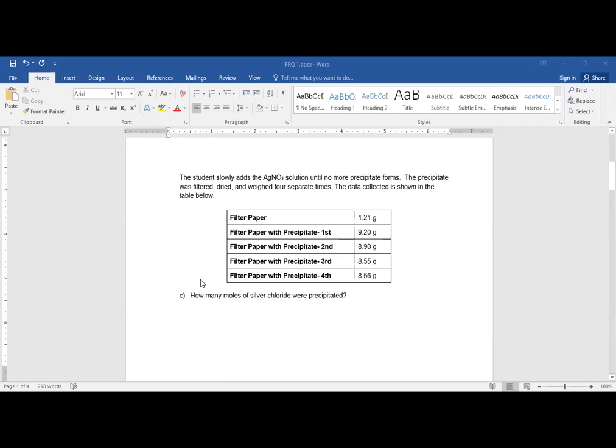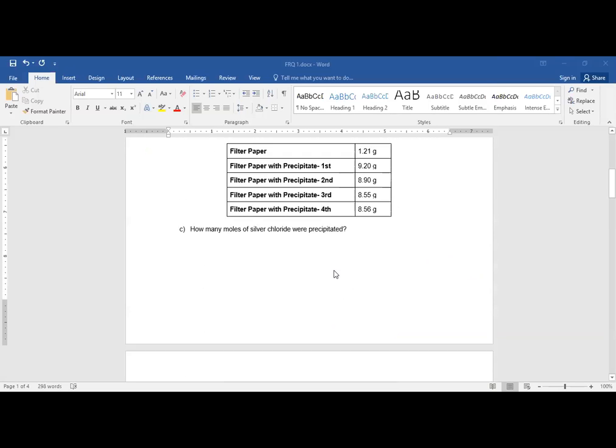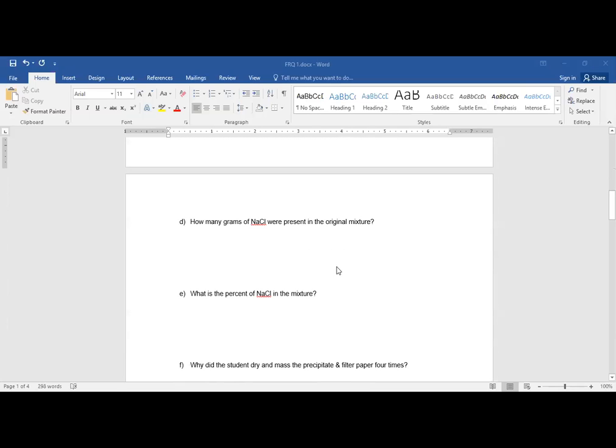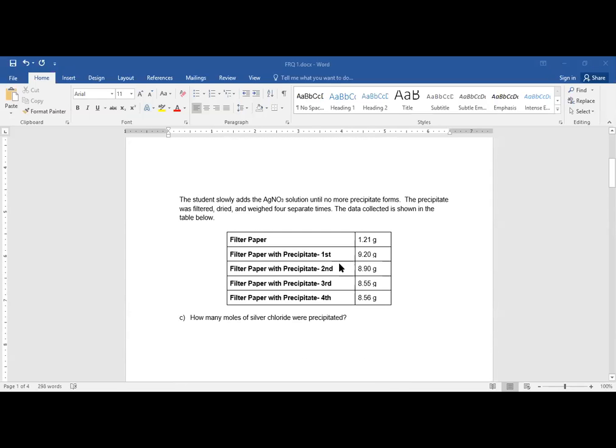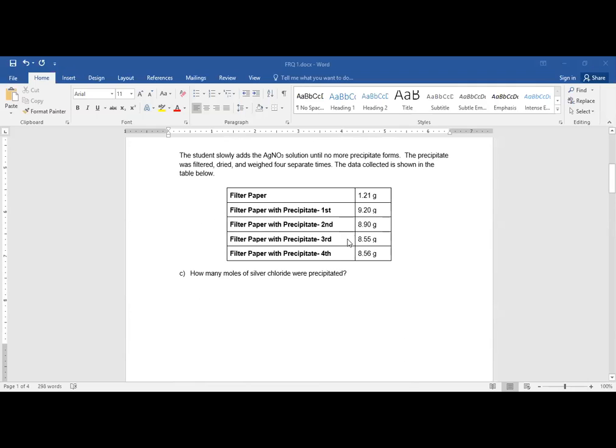C, how many moles of silver chloride were produced? Okay. So the first thing we have to do is look at what we've got here. We're given the filter paper's mass originally, and then we dried it 4 times. By the way, why do you have to dry it 4 times? That's actually question F. Never mind, we'll get to that later on. So we'll use the last drying, 8.56, and subtract 1.21 from that, and that'll get us the grams of silver chloride, and that's 7.35 grams.